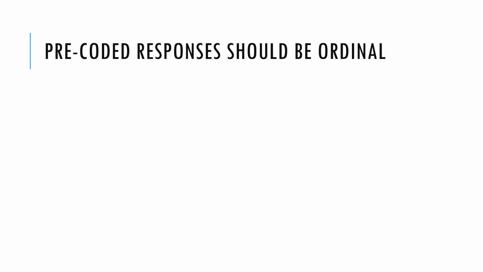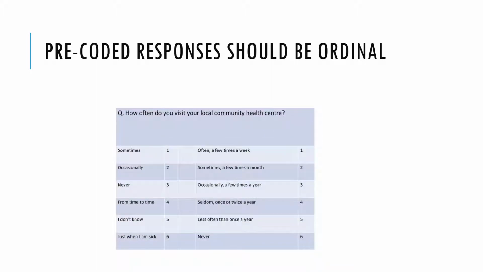Pre-coded responses should be ordinal. Now, what do I mean by that? In this little chart here, the question is, how often do you visit your local community health centre? On the left-hand side, we've got the responses with the pre-codes. Sometimes 1, occasionally 2, never 3, from time to time 4, I don't know 5, just when I am sick 6. So wrong.